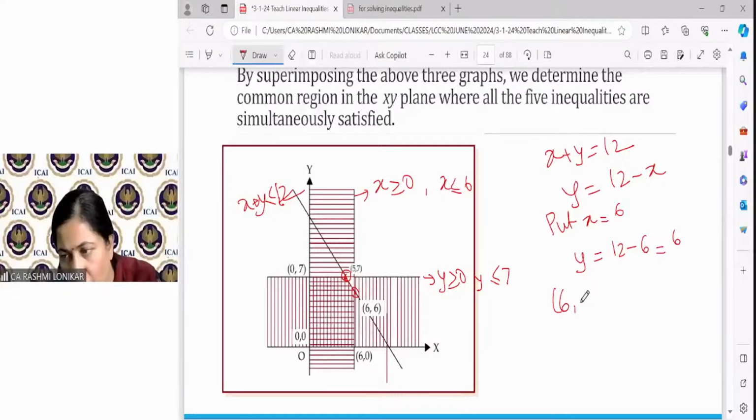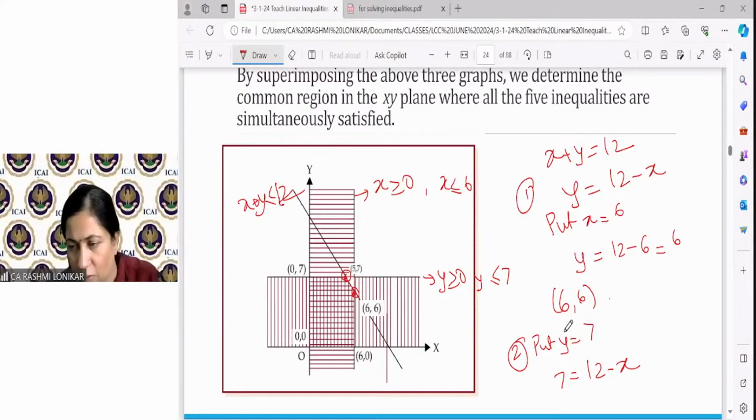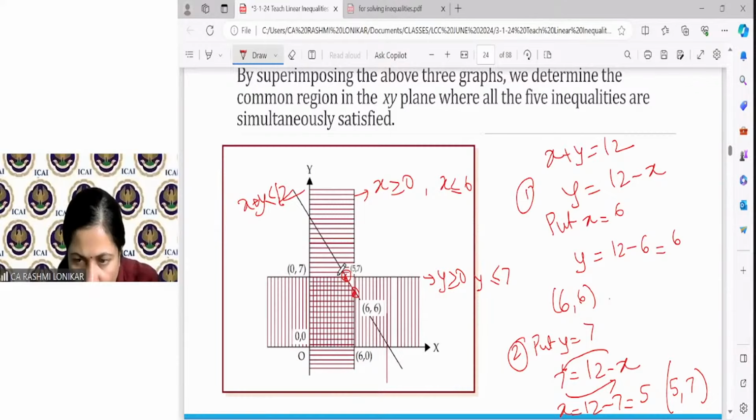Second, here what is happening? Y is how much? 7. So, put y is equal to 7 here. So 7 is equal to 12 minus x. So y is equal to 12 minus x, so 7 is equal to 12 minus x. I take the x to this side, I take the 7 to this side. So I get x is equal to 12 minus 7, which is equal to 5. So what is the point? 5 and 7. So this is this point.